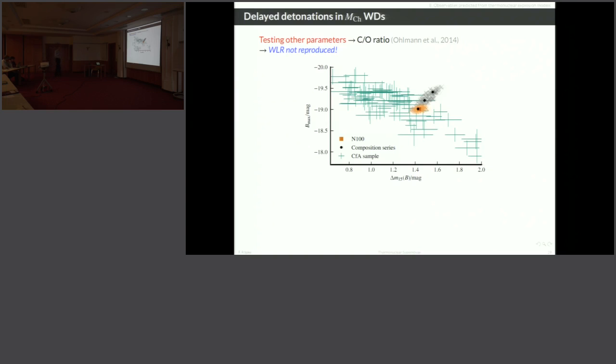And one, of course, physical parameter of the exploding white dwarf is its chemical structure, its carbon to oxygen ratio at the explosion. And this is something a student of mine looked into, Sebastian Ohlmann, and again, Stuart Sim and Markus Kromer computed synthetic light curves and spectra from these simulations, and you get, again, a trend that is perpendicular to the width luminosity relation.